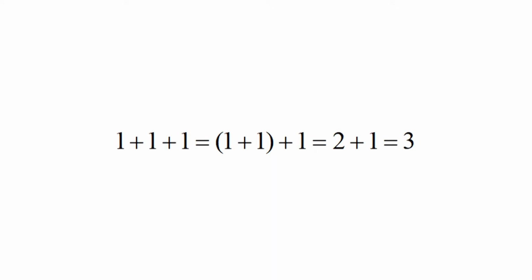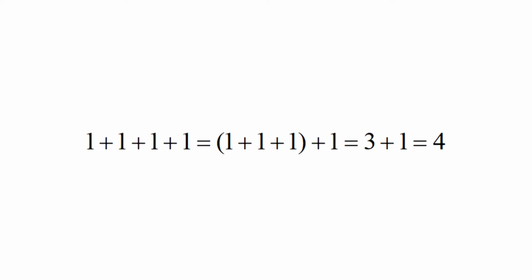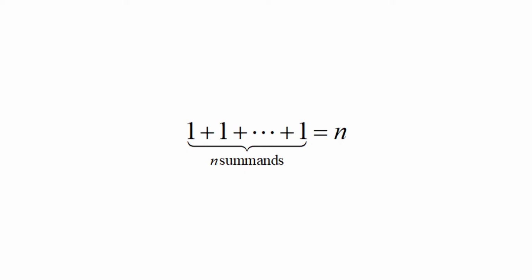We know that 1 plus 1 equals 2. To add 3 ones, we proceed as follows: 1 plus 1 plus 1 equals (1 plus 1) plus 1, which is equal to 2 plus 1, which is equal to 3. We add 4 ones by 1 plus 1 plus 1 plus 1 equals (1 plus 1 plus 1) plus 1, which is equal to 3 plus 1, which is equal to 4. Continuing like this, if we are asked to add n ones, then 1 plus 1 plus etc. plus 1, n summands, equals n.